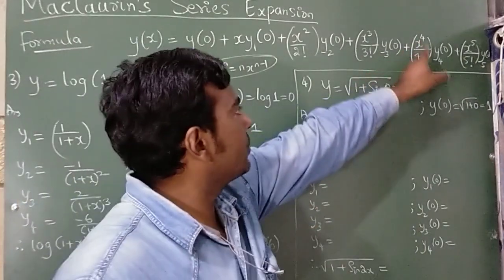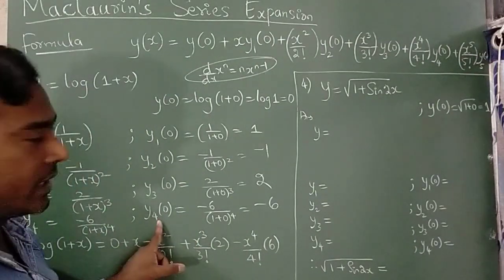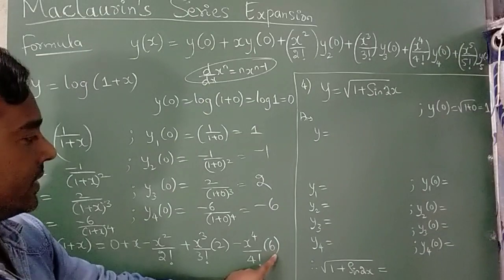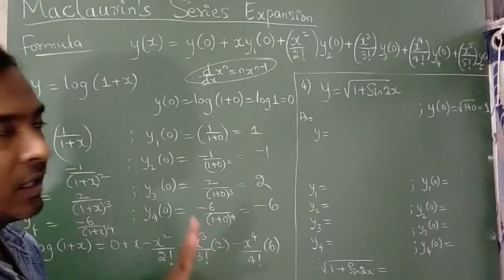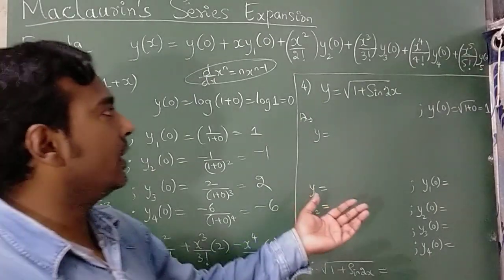Next is x raised to 4 divided by 4 factorial y4(0). y4(0) is here and it is minus 6. So I have written here minus 6 and x raised to 4 divided by 4 factorial. This completes your third question. Let's move on to the fourth one.